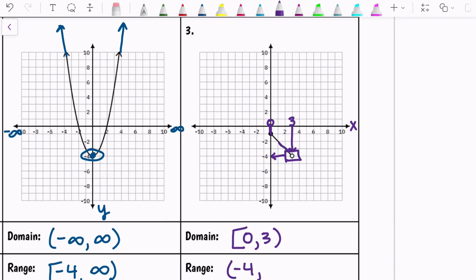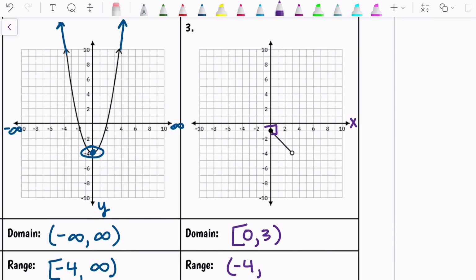As I travel up the graph, I have made this very messy, let me do some erasing here. As I travel up this graph, the highest point is right here. The y value there is at -1. And that is a closed circle, so I'm going to use a bracket.